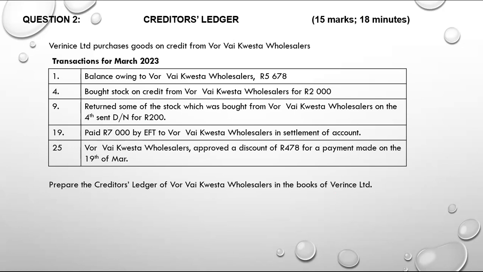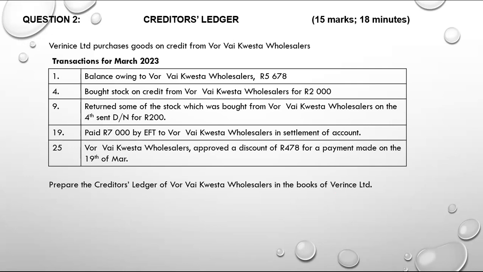Now they want us to prepare the creditors ledger of Volvi wholesalers in the books of Very Nice Limited. You need to understand that we are Very Nice Limited. We buy goods on credit from Volvi wholesalers, meaning that Volvi Questa wholesalers is a creditor to us, and we are asked to prepare the creditors ledger. I think this one is easier than when I combine everything and then you have to prepare the journal and then prepare the ledger. This one is quite straightforward.